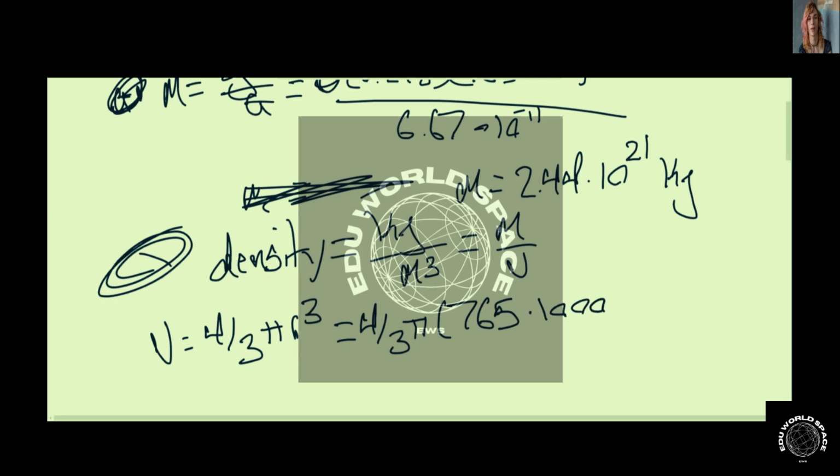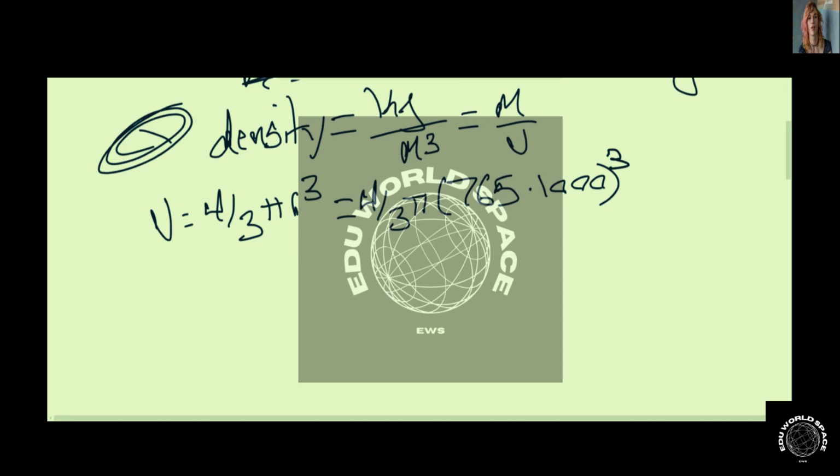So the volume of a sphere, since a planet is basically a sphere, is 4/3 pi r cubed. And again, we're given r, so we can just plug our numbers in. And we have 765 times 1,000, because once again, we have to convert it to meters cubed. And when you get the numbers in, you're going to get 1.88 times 10 to the 18th meters cubed.